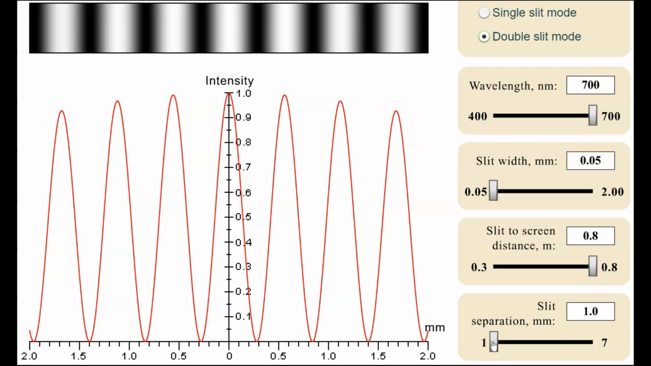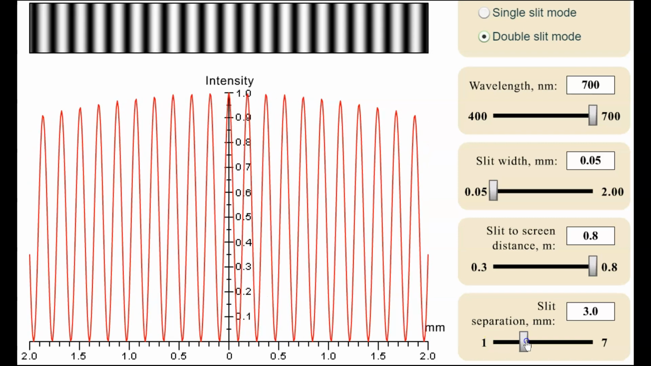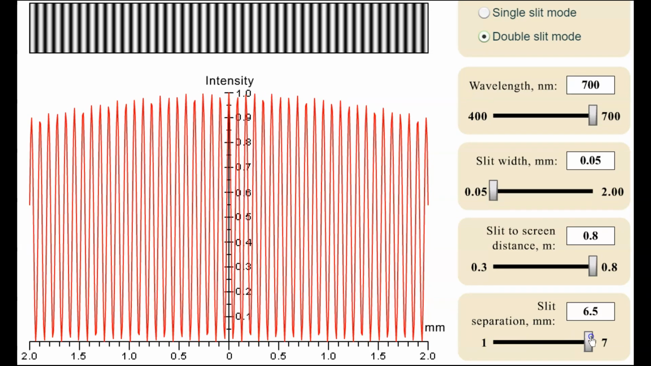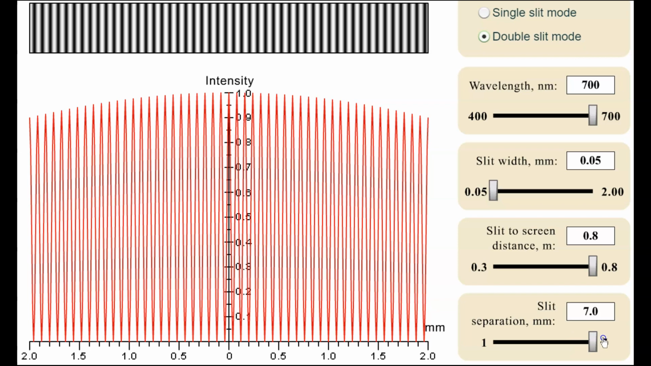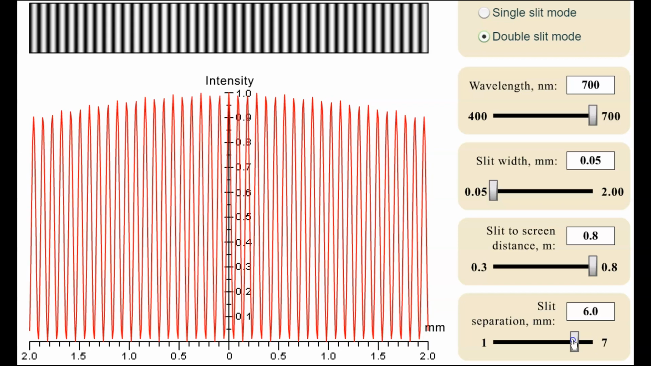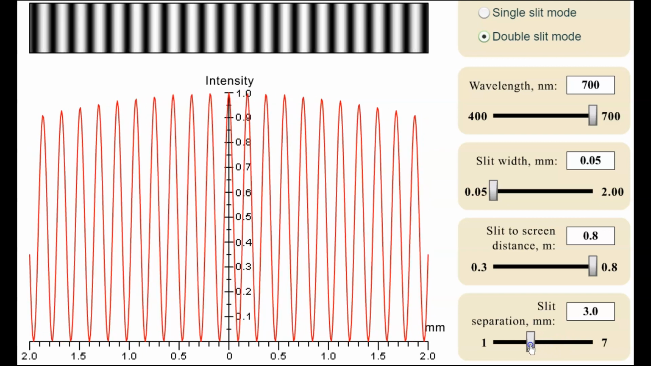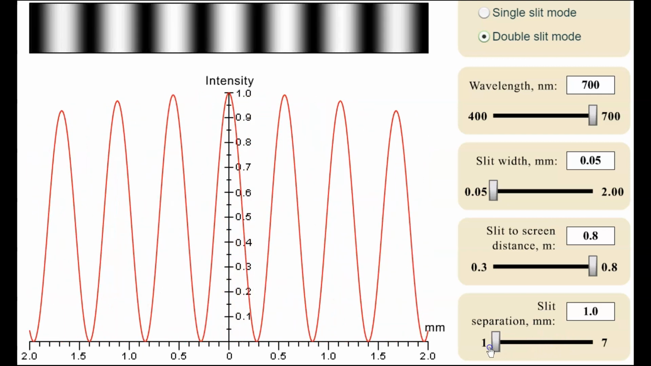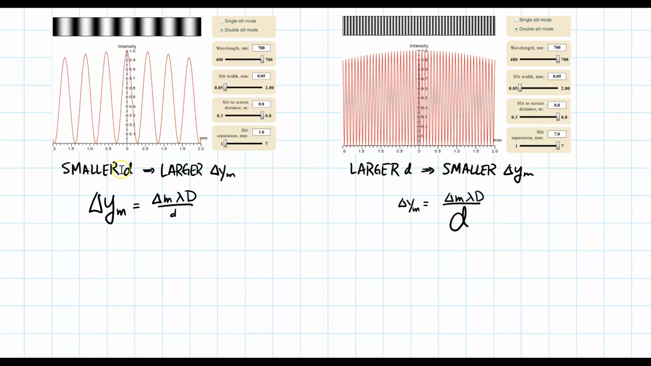Let's run through this one more time. As I increase it, more places to interfere, delta y gets smaller. As I decrease it, fewer places to interfere, delta y must get bigger. In summary, if I have a smaller little d, then I'm going to get a larger delta y. In other words, if the slits are close together, then the fringe separation is going to get larger.